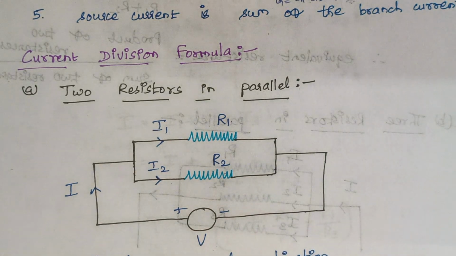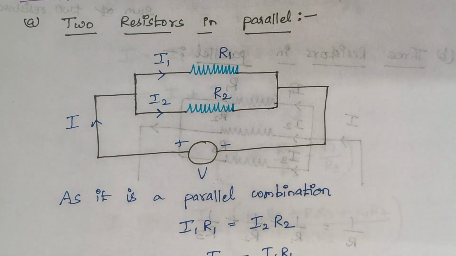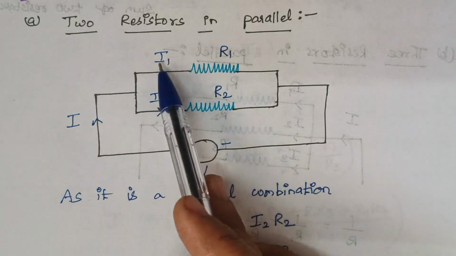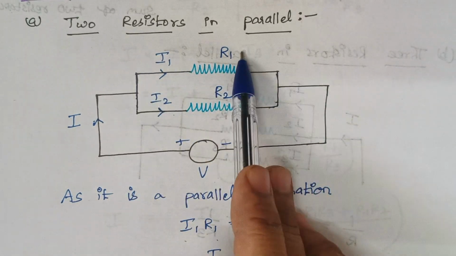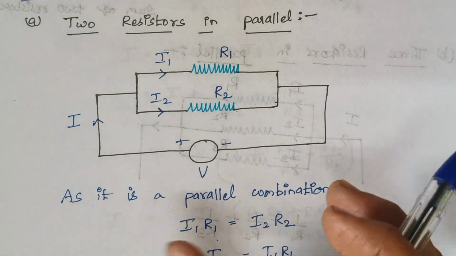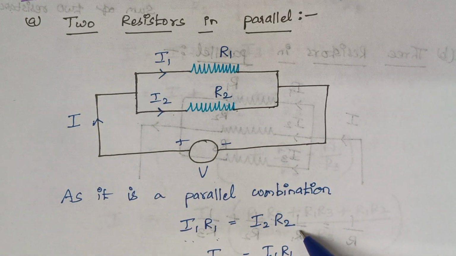So therefore the voltage drop will also hold the same, since the voltage is the same, right? You see what is meant by voltage? Voltage is nothing but I into R. So here we have I1 into R1, that is the voltage across the resistor R1, and similarly I2 into R2 is the voltage across the resistor R2. So therefore I1 R1 is equal to I2 R2, right?